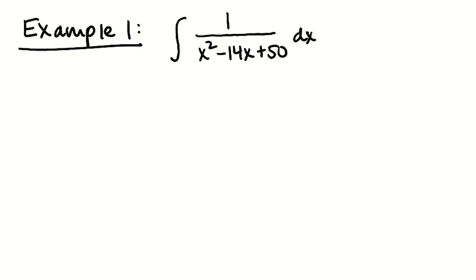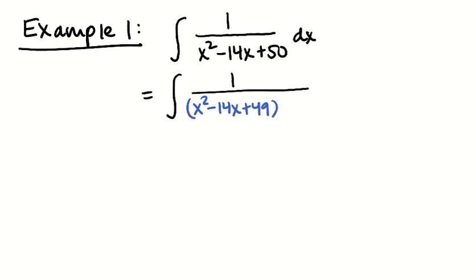So I'm thinking maybe this is an integral that involves arctangent. So I'm going to say, well, yes, x squared minus 14x plus 49 is a perfect square. So what I'm going to do is I'm going to rewrite this 1 over x squared minus 14x, whoops, plus 49 plus 1.